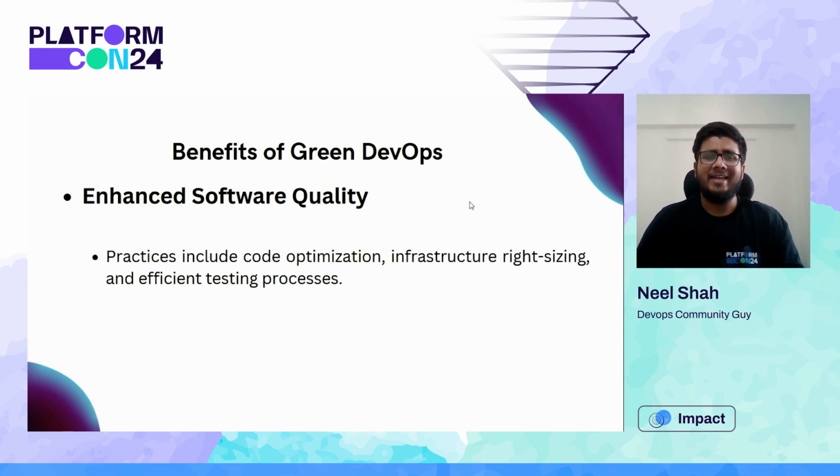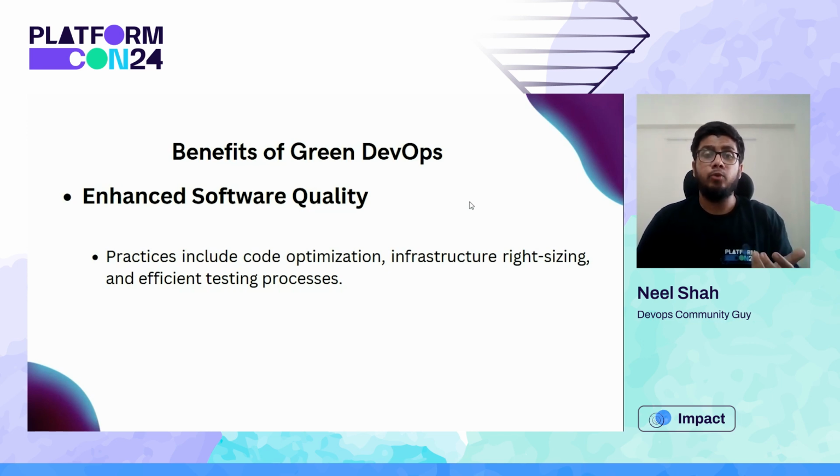Next is enhancing software quality. You can also improve code utility optimization, infrastructure resizing, which I already mentioned, and efficient testing processes. So how can code optimization help you? When you have some functions running synchronously and taking a lot of time, it will take a lot of time for data to be transferred and reach the user. You need to improve that.